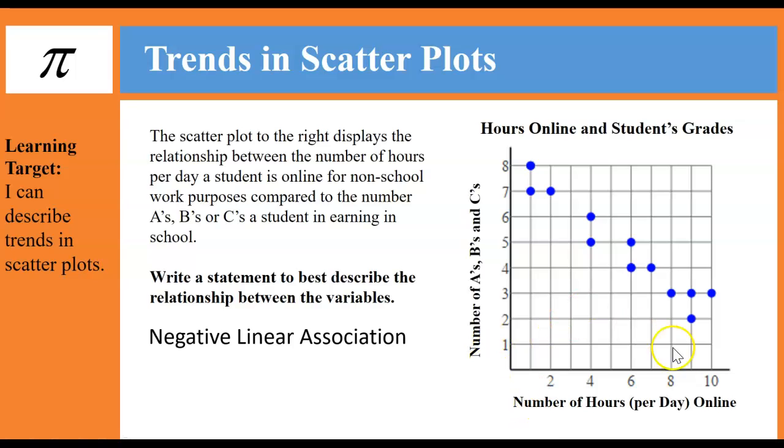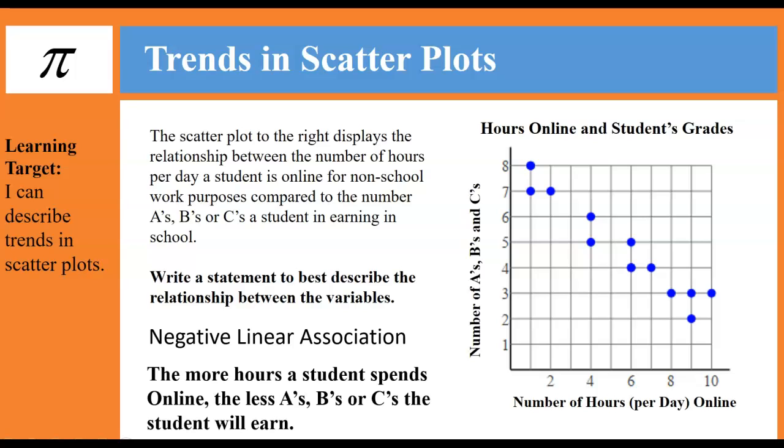The way I'm seeing this, and again, I know it's negative because as one of my values is increasing, the other value is decreasing. As the number of hours per day that you are online increases, it looks like the number of A's, B's, and C's you have decreases. So what's one way that we could phrase this? We could say that the more hours a student spends online, the fewer A's, B's, or C's the student is going to earn. And that's really what our negative linear association is going to represent. The more you do one thing, the less something else is going to happen.